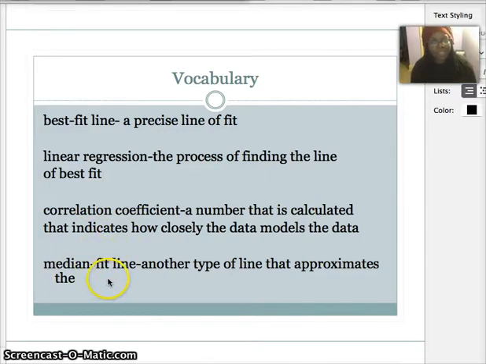And then median fit line is a different process that the program we're going to use does not seem to do, so we're going to skip it. I don't think it's a big deal. Basically your calculator can use something called the median fit line, which approximates a line using the medians. I stopped giving you a definition because we're not going to do that. If you would like, you can skip this because I will not test you on it.